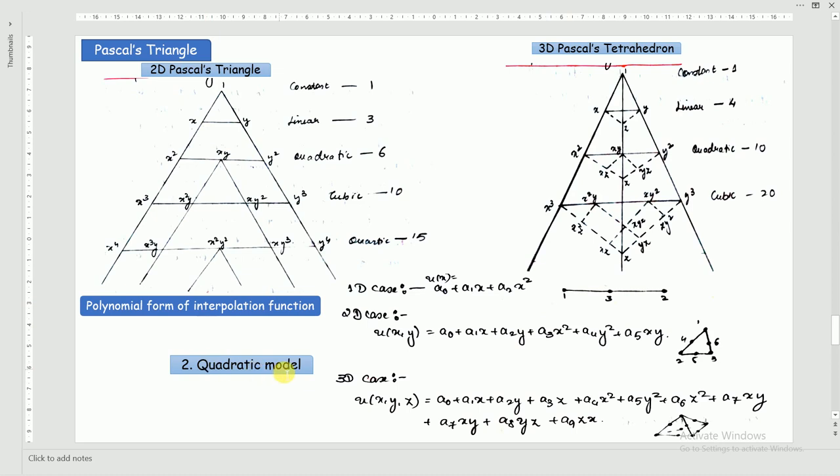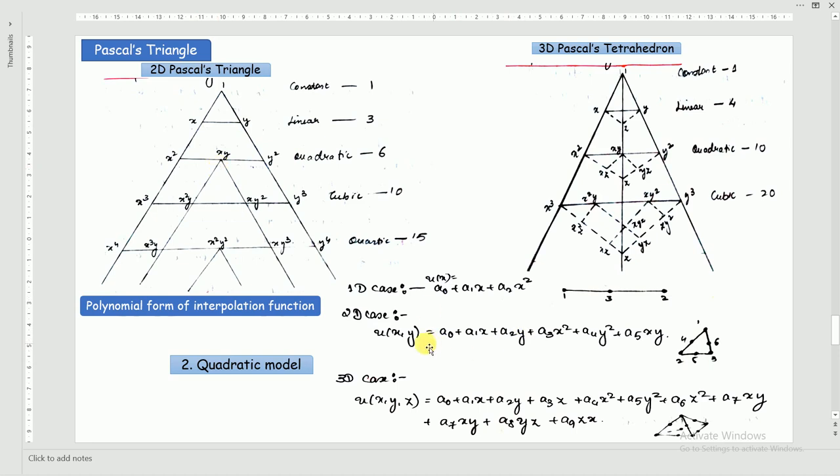So if it is a quadratic model, you'll have only one single node in between. So for a 1D case, only one node. So if you consider this part, it is a0 plus a1x plus a2x square, right? Similarly for the 2D case, this whole triangle you have to consider. These are the corner ones, 1, x square and y square are the corner nodes, that is 1, 2 and 3, and 4, 5, 6 are your mid nodes. You can see this x, y and xy are your mid nodes.